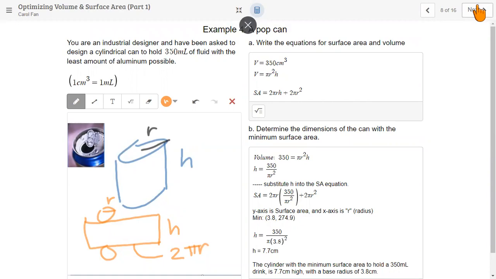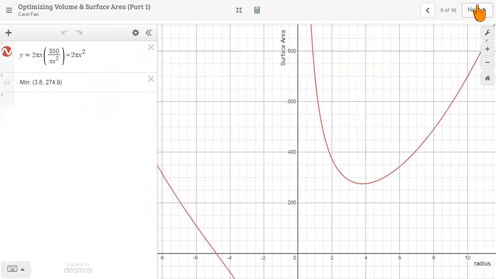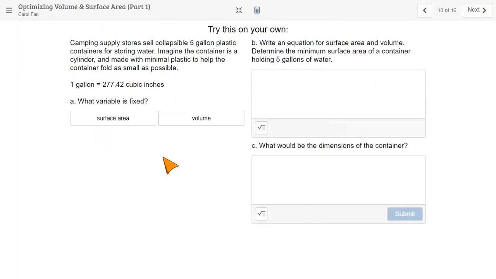Slide number 10 is for you to try here. You should be able to do this following the example that we just did on the previous one.